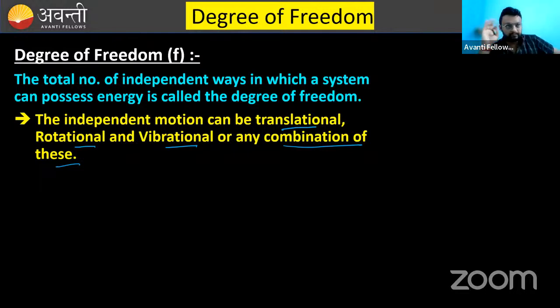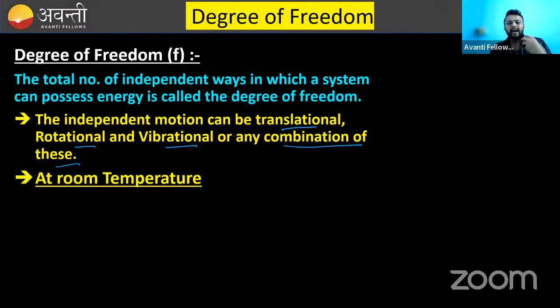One is monoatomic, like helium, neon, argon. One is diatomic, like oxygen, nitrogen, O2, N2, H2. These are the diatomic. And then there comes polyatomic, like ammonia. This is a polyatomic. So at room temperature, their degrees of freedom are known, and you need to remember these degrees of freedom. At room temperature, I am talking about.